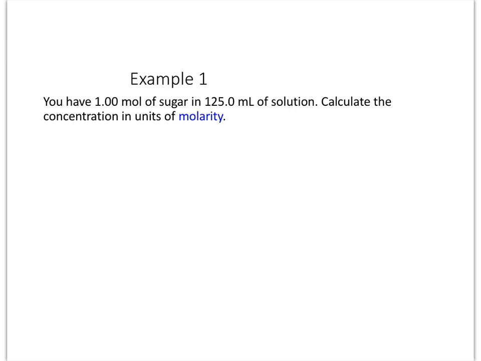So first example here, quick way, calculate the concentration in units of molarity. So molarity equals moles over liters. We have 1 mole. We have 125 milliliters, which is 0.125 liters. And this would be an 8 molar solution, or 8 moles per liter.